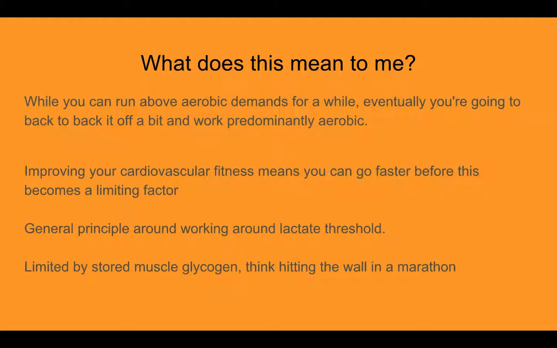So what does this mean to me? It means when you run above aerobic demands for a while, eventually you're going to stop and go back to working predominantly aerobic. Your non-oxidative glycolytic system will give you roughly 1.5 to 2 minutes of work. So you can sprint, your phosphate will burn up after about 10 seconds, and you can keep going at the same intensity, but eventually, after a minute 30 to 2 minutes, you'll tap out and have to start slowing down.